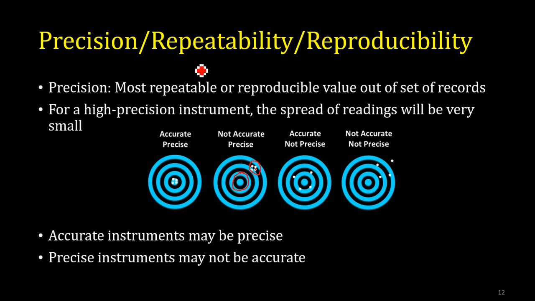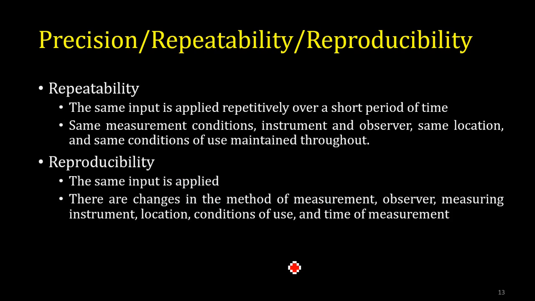So precision simply means that you are able to get the values repeatedly, or reproduce the values again and again. So accurate instruments may be precise. Here your accurate instrument is precise also, but precise instruments may not be accurate. Here you can see that this particular instrument is precise, but it is not accurate. It is showing the wrong reading again and again.